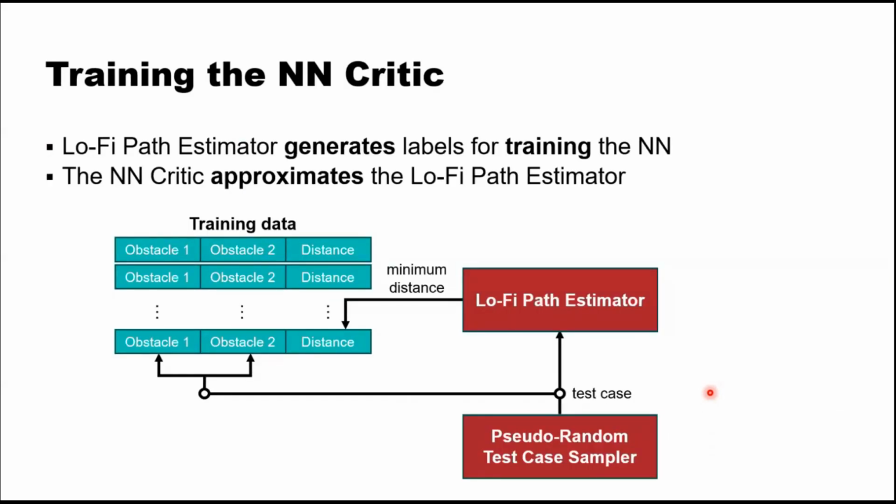Okay, so the neural network critic is trained on a data set. We used the pseudo-random test case generator to generate different configurations of the obstacles, and then we used the Low-Fi path estimator to apply the minimum distance label to each one of those obstacle configurations. We then train the neural network critic on that data set. So effectively, the neural network critic becomes an approximation of the Low-Fi path estimator. Next slide, please.